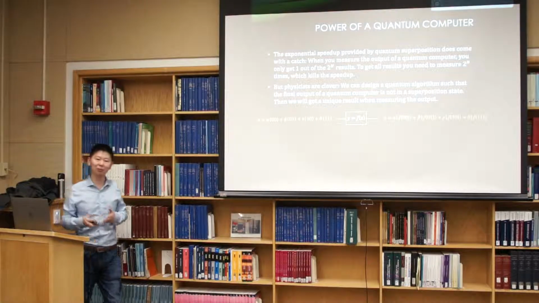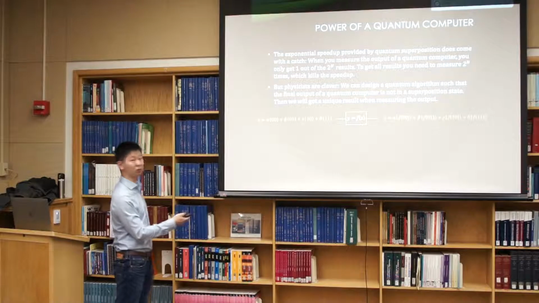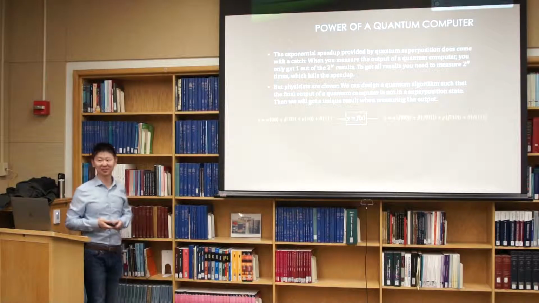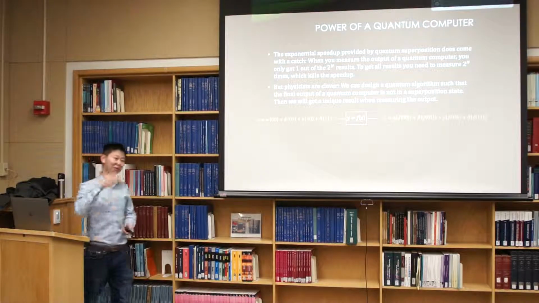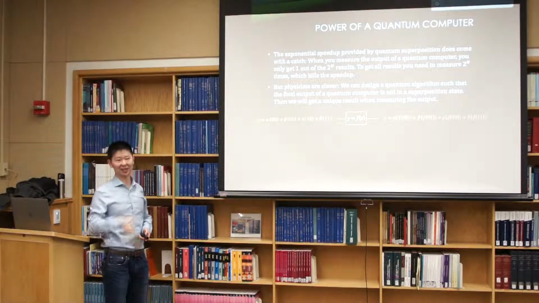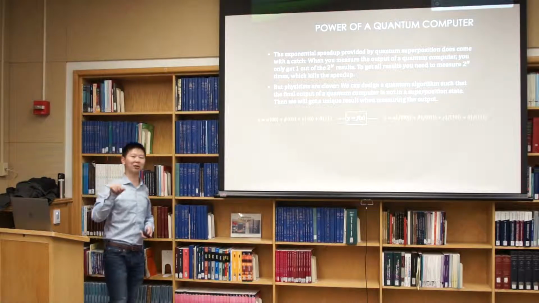So you have to measure the output, and the output is in a superposition of basically 4 states here. With n quantum bits, it will be 2 to the n states. When you measure it, you will only get 1 out of the 2 to the n results. Like when you measure the photon with 2 different polarizations, you only get 1 of them. It either passes through the polarizer or not. Think about that experiment: you only get 1 result out of the 2.